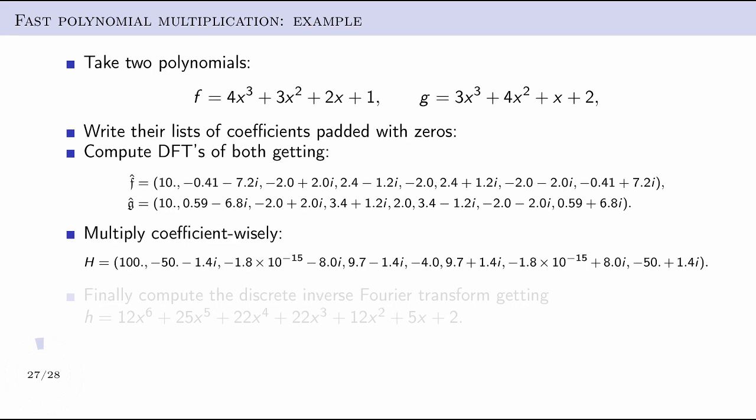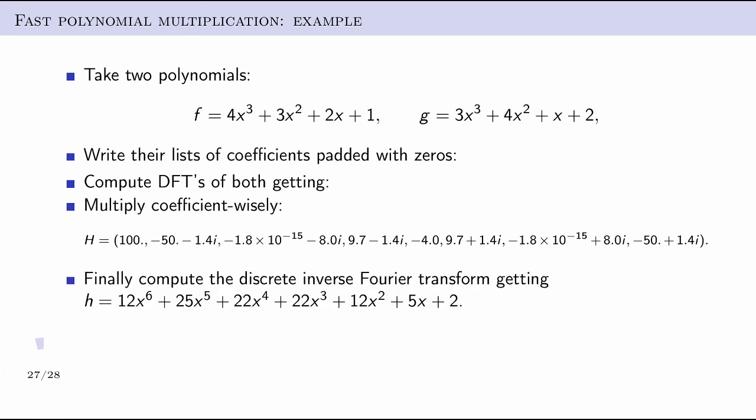So we multiply 10 by 10, we have 100. We multiply minus 0.41 minus 7.2i times 0.59 minus 6.8i, and so on. We just multiply the corresponding coefficient of f times the corresponding coefficient of g, just pointwise multiplication. And this is the Fourier transform of what we are looking for. All we need to do is compute the inverse Fourier transform, and we compute the inverse Fourier transform.